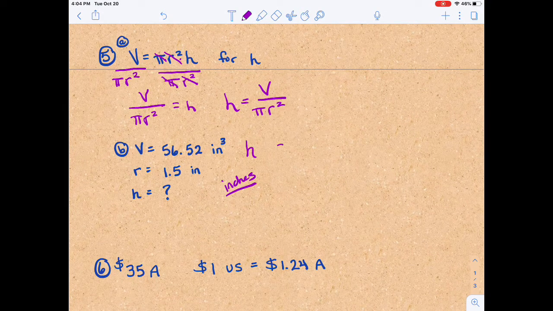Okay, so height equals, and then volume is 56.52 cubic inches. I'm going to put that in here so you can see how it works out. And then on the bottom we have pi, it's a constant here, and then times the radius squared, so we have 1.5 inches squared. Let's write it like this first. All right, so when we actually, 1.5 times 1.5 is 2.25, so let's write this like this.